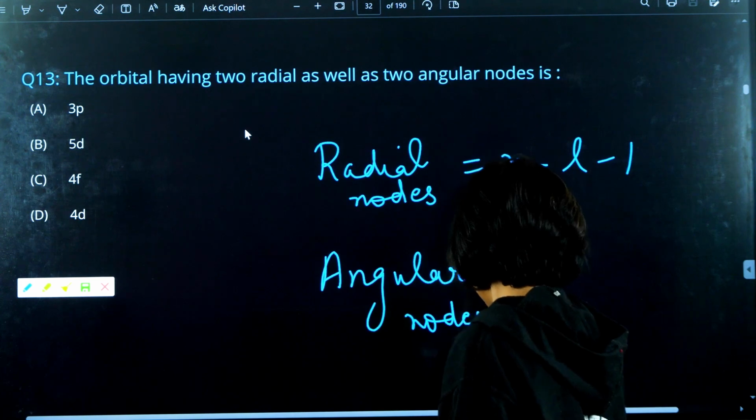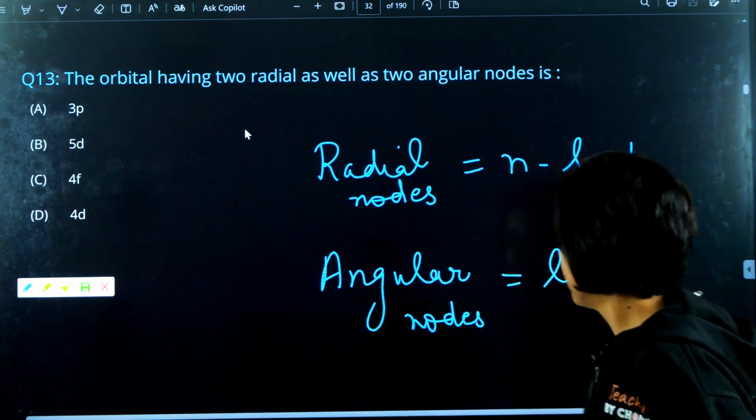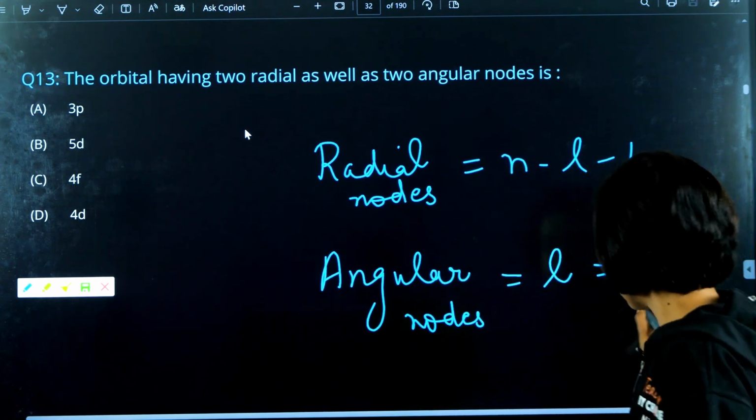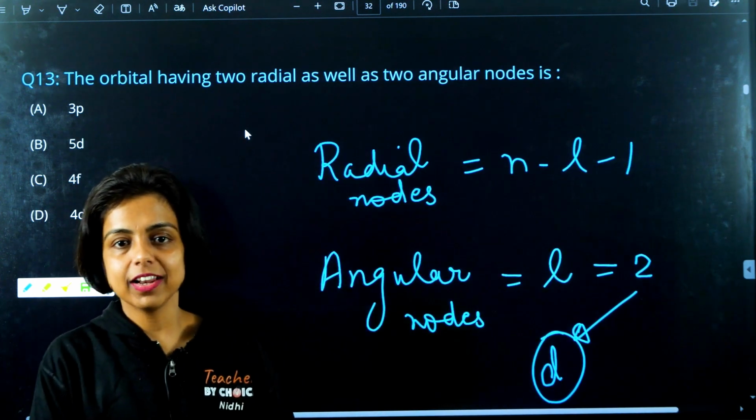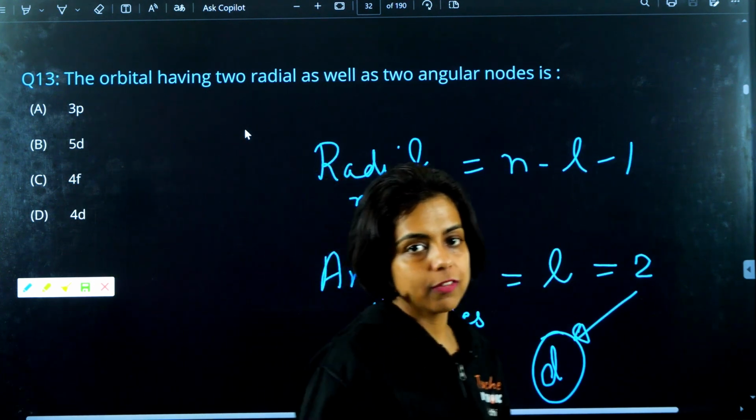The formula for angular nodes is L. So both should be 2. That means L should be 2. If L is 2, that means it should be a D subshell. For S subshell, the L value, the azimuthal quantum number, is 0. For P it is 1. For D it is 2.